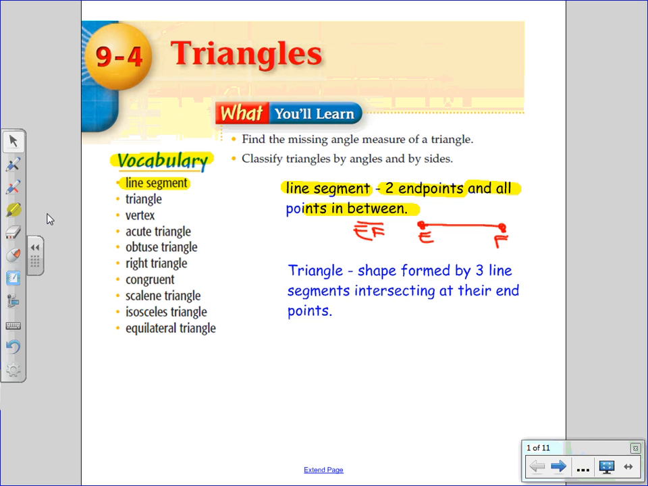A triangle, next definition. A triangle is a shape formed by three line segments intersecting at their endpoints. So I have a line segment here, right? I have a line segment here, intersecting at the endpoints, and I have a line segment here, intersecting at their endpoints. Three line segments intersecting at their endpoints, a triangle.